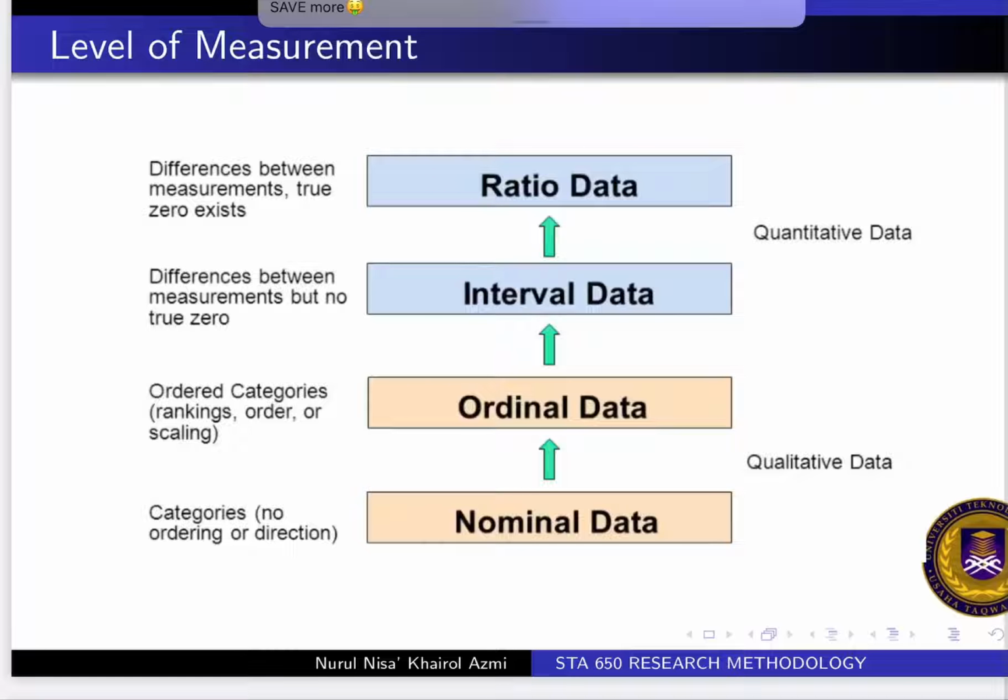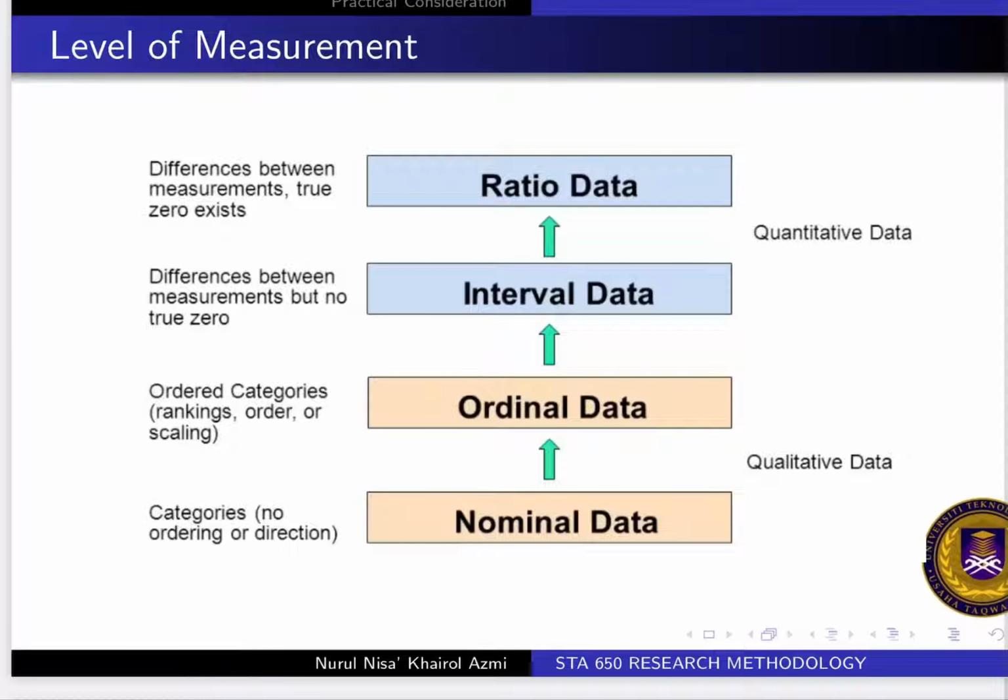While ordinal is also categorical data, but it can be ranked. For example, grade: A, B, C, D. Level of education: SPM, diploma, degree, master, PhD. Level of income: less than 1,000, 1,000 to 2,000, 3,000 to 4,000, more than 4,000. So that is under ordinal. It's categorical and can be ranked.